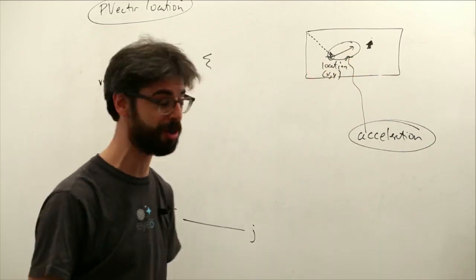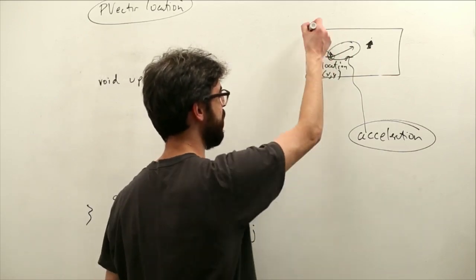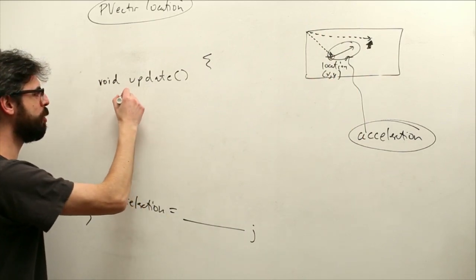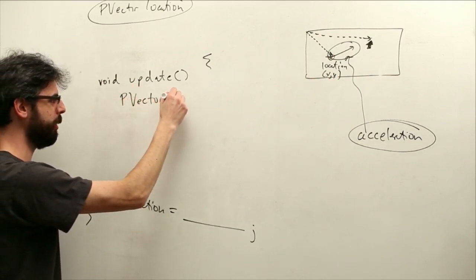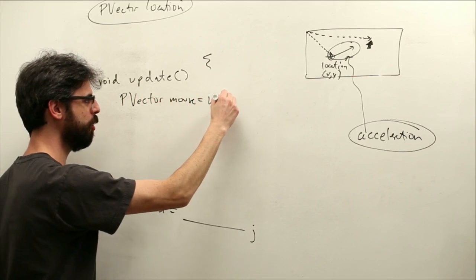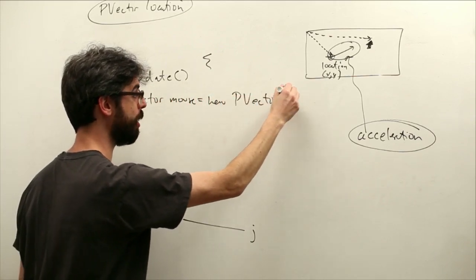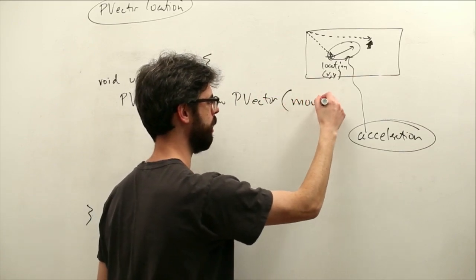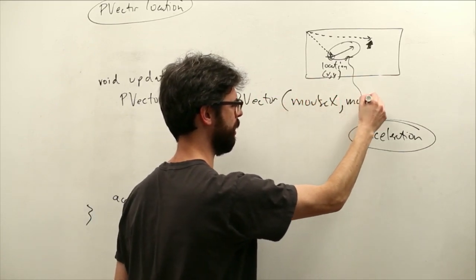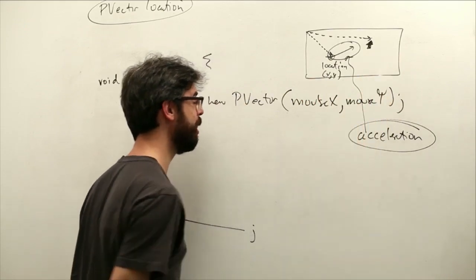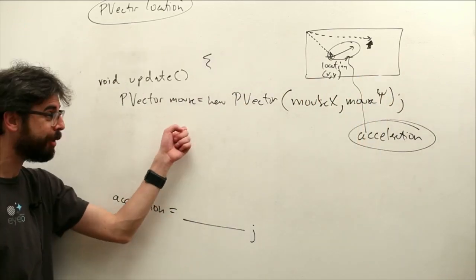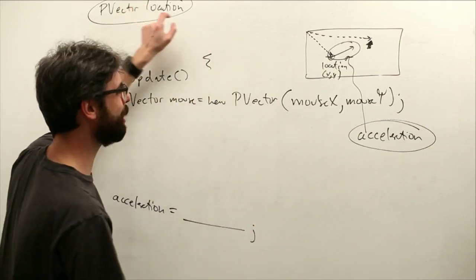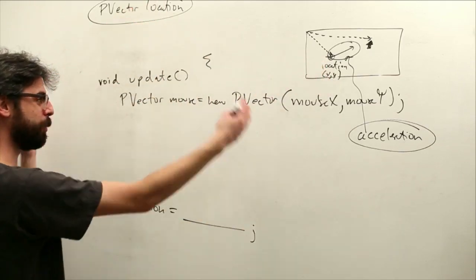Well, the first thing we need to do is establish the mouse's location as a vector. The mouse's location is a vector, so we can create one: PVector mouse is a new PVector. And what are its values? mouseX comma mouseY. So we have a new PVector called mouse, which has the location mouseX, mouseY. We already have location because we're in the mover class with a location variable.